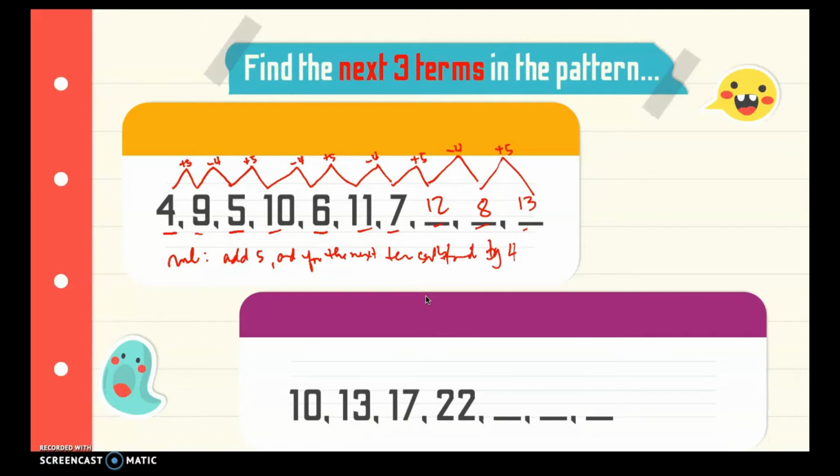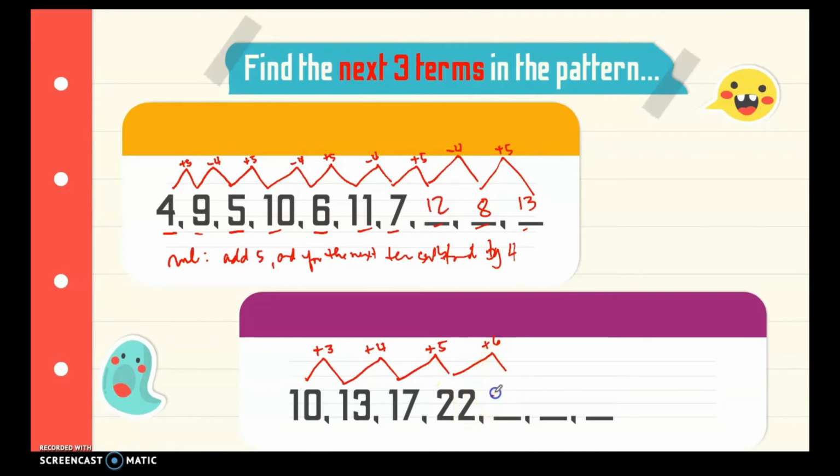Next, we have 10, 13, 17, and 22. So from 10 comes 13 by adding 3, and 13 becomes 17 by adding 4. And the 17 becomes 22 by adding 5. And in this given pattern, it is changing in a predictable manner. So if we are adding 5, next we need to add 6.